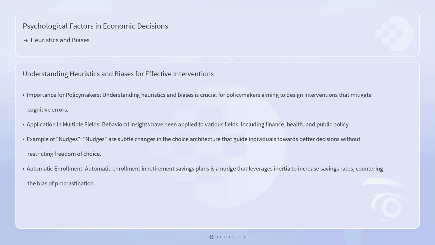Understanding heuristics and biases is crucial for policymakers and economic agents aiming to design interventions that mitigate these cognitive errors. Behavioral insights have been applied to various fields, including finance, health, and public policy. For example, nudges are subtle changes in the choice architecture that can guide individuals towards better decisions without restricting their freedom of choice. Automatic enrollment in retirement savings plans is a nudge that leverages inertia to increase savings rates, countering the bias of procrastination.